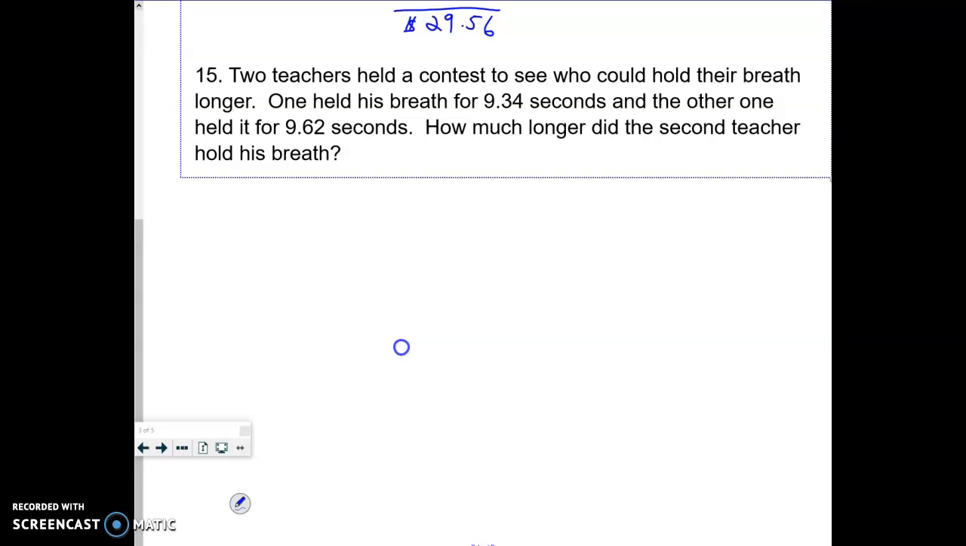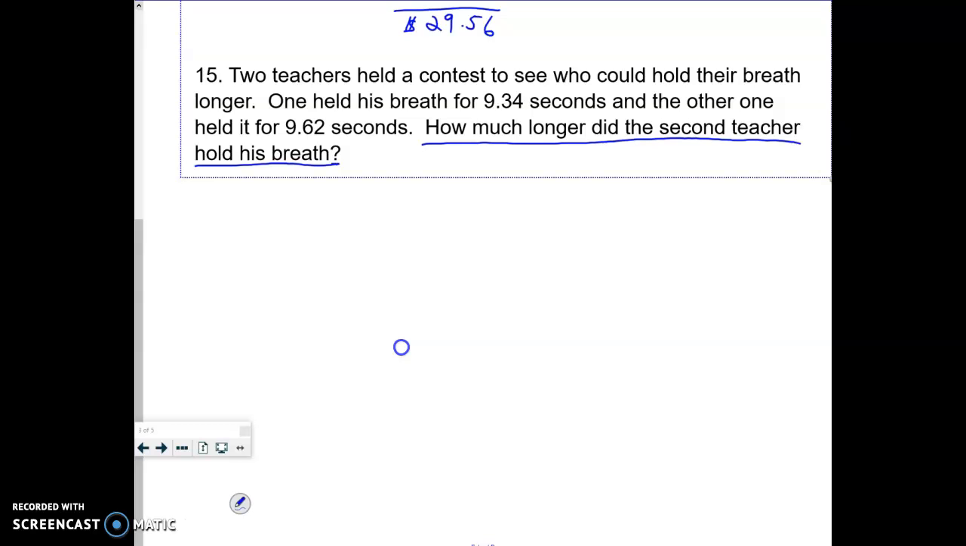So again, identifying what the question is, finding the question mark, and going backwards. How much longer did the second teacher hold his breath? How much longer? We are comparing these two numbers and figuring out which is larger, and more importantly, by how much. All right? So I need to make sure I put these in the correct order.